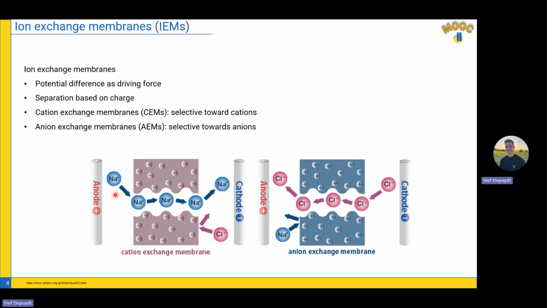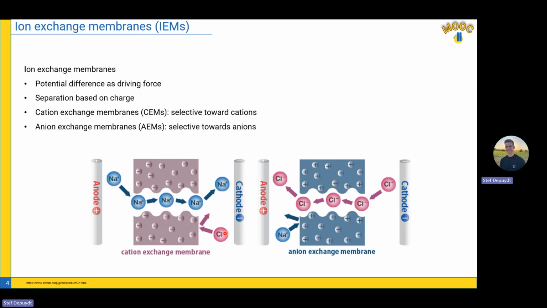As we look at the scheme, at the left side here, we have cation exchange membranes. So we have an anode, we have a cathode. Cations have the tendency to go from anode to cathode, and they are able to do so because this membrane contains fixed negative charge regions. So these sodium ions will hop from one negative region to the other, and that way they will be able to transport through the membranes.